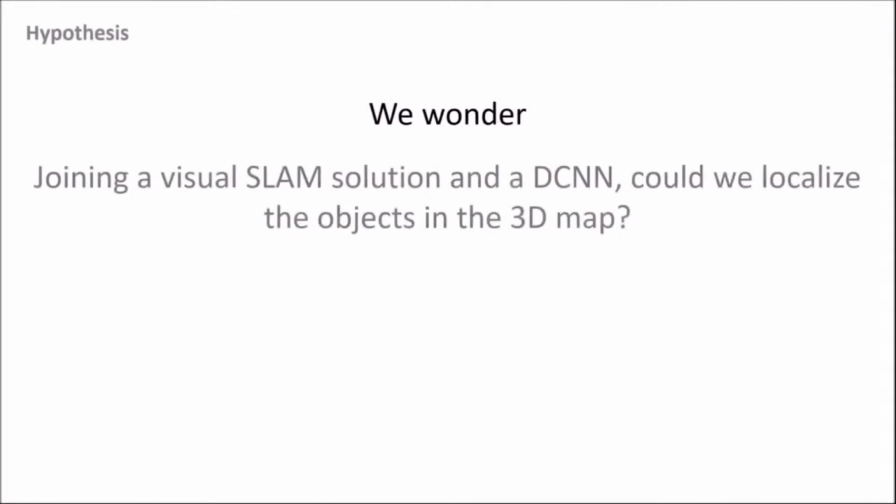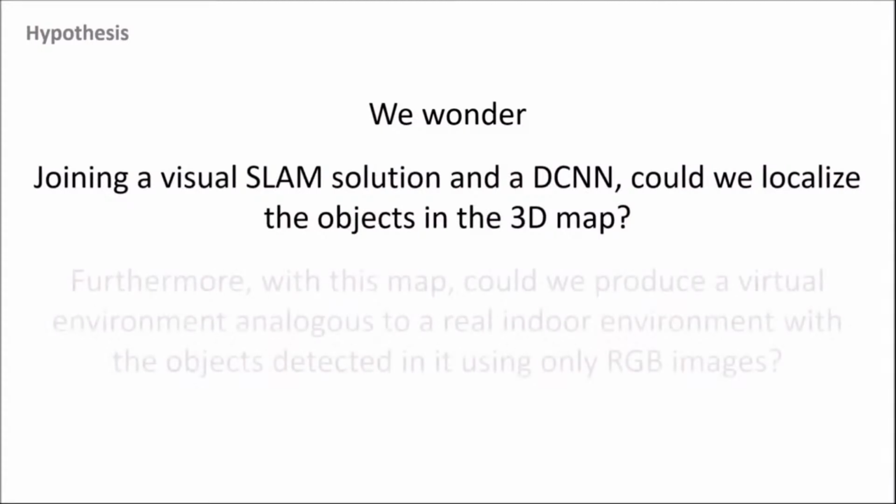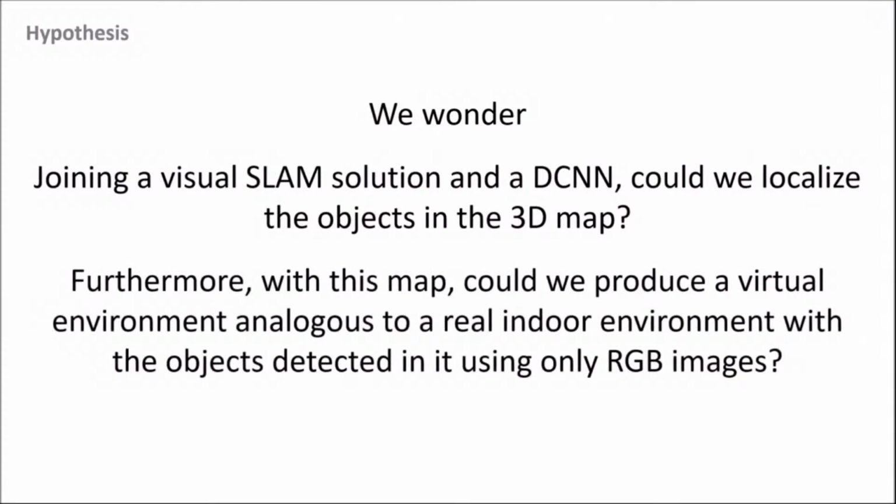So we wonder, joining a visual SLAM solution and the DCNN, could we localize the objects in the 3D map? Furthermore, with this map, could we produce a virtual environment analogous to a real indoor environment, with the objects detected in it using only RGB images?